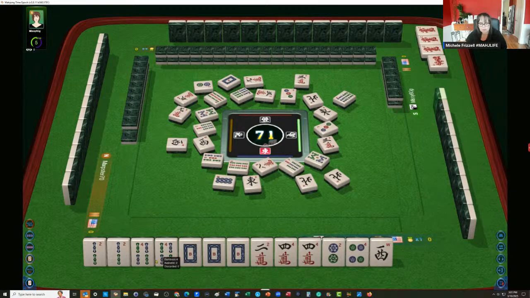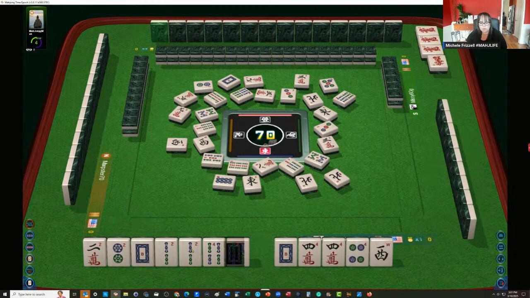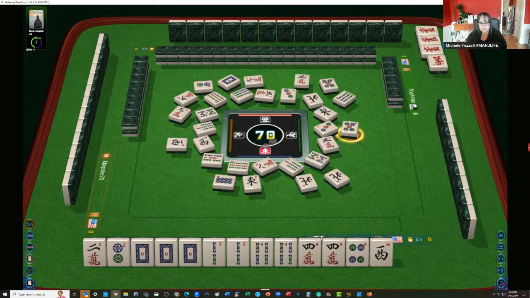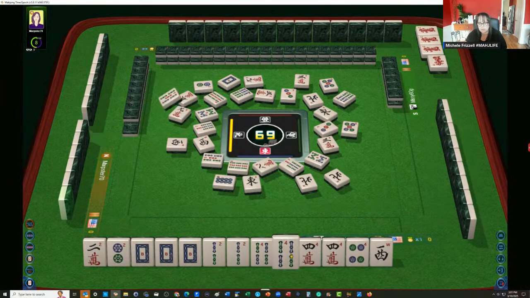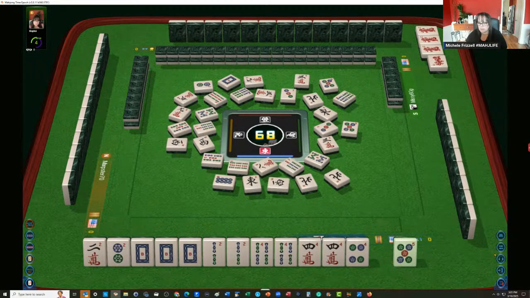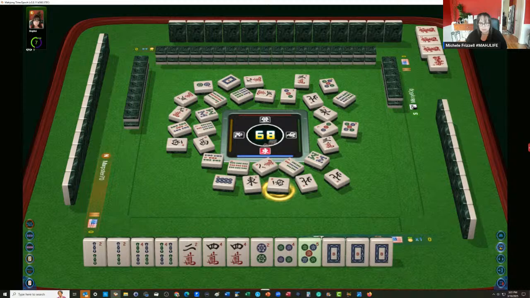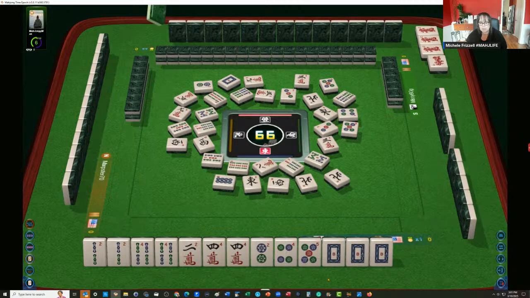Let's see here. 5 dots. Or like 5 numbers with 4s. Bamboos. Let's see if we can get a green dragon in here. West wind. Green dragon, and maybe we could play fours with dragons. But at the moment, we don't need to call for anything. 4 dots.